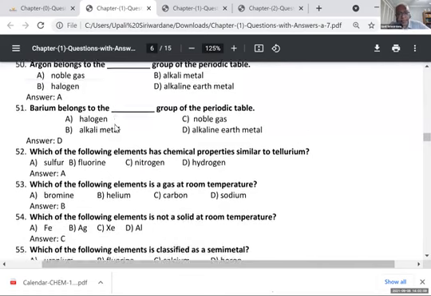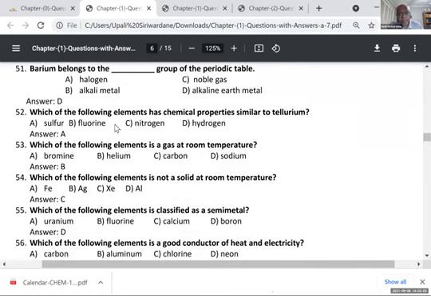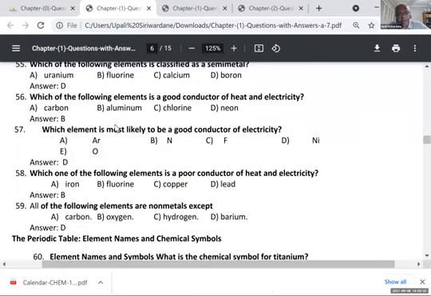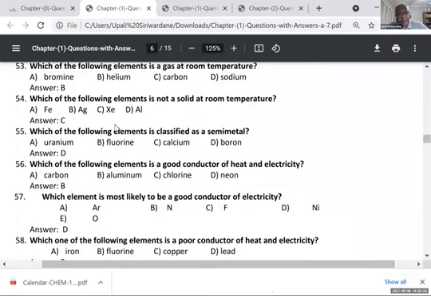Number 53. Which of the following is a gas at room temperature? Helium. So you can find where the diatomic gases are, and monoatomic for noble gases. Number 55. Which of the following is classified as a semi-metal? Boron. Semi-metals are between non-metals and metals.